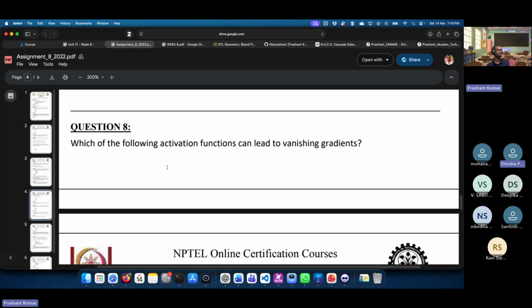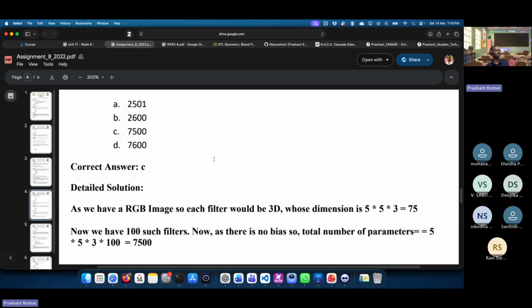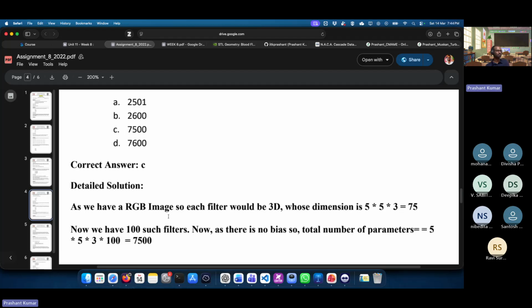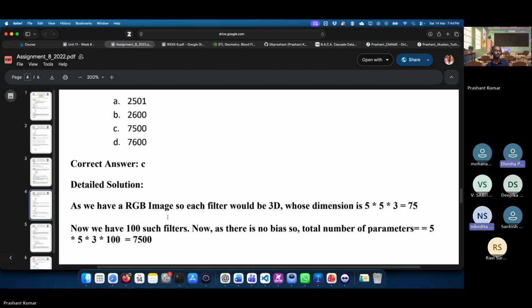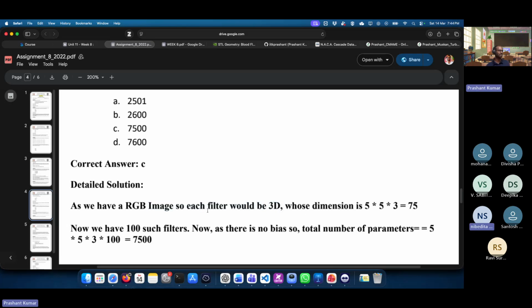Can we go to the detailed explanation? This is the same: 5 into 5 into 3 into 100, 100 such filters, with no bias, so 7500. The bias will be there, plus 1, we have to add. It depends on how many biases we have, like how much input you have and how much output you have. If you have 3 inputs, then there will be 3 biases.